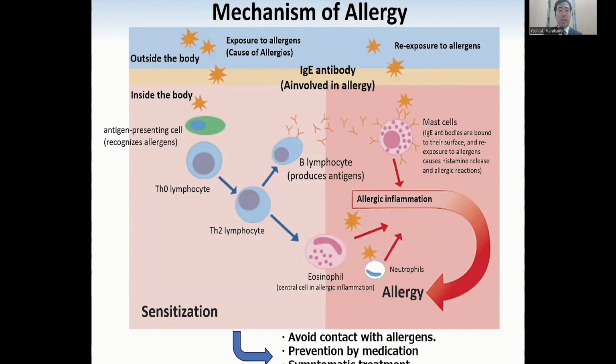To prevent these allergies, the principle is to identify the causative allergen and avoid contact with it. However, in the case of allergens that cannot be avoided, such as pollen, you have to take medication for prevention and symptomatic treatment. Therefore, there has long been a demand for a treatment option that is simpler than pharmaceuticals.